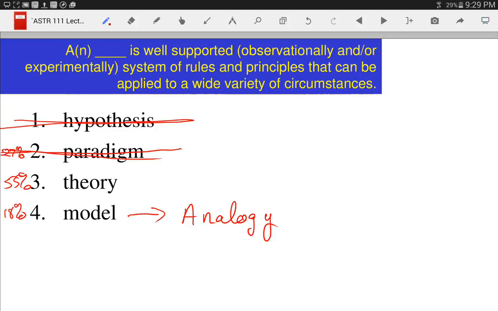The celestial sphere model is clearly wrong, but it's an analogy that makes it easy to think about the situation. So the correct answer was indeed a theory, well supported, applies to a wide variety of circumstances. Those are the important keys to identify, oh, this is a theory.